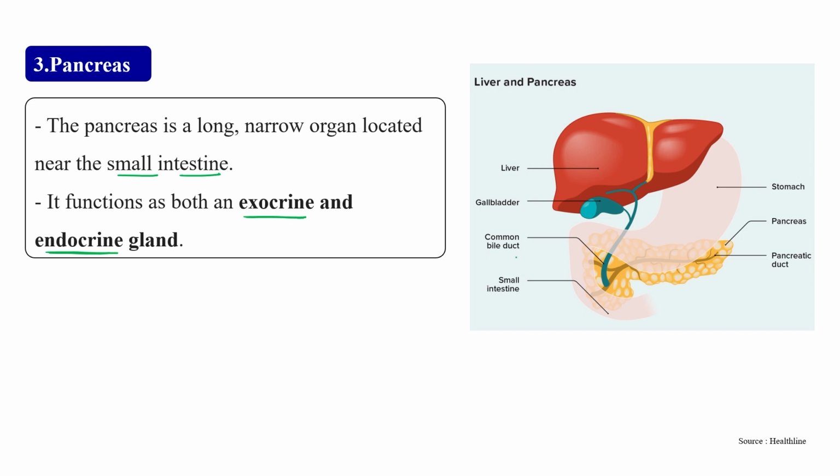So this is the location of pancreas. It is a leaf-like structure. It is situated near the small intestine.